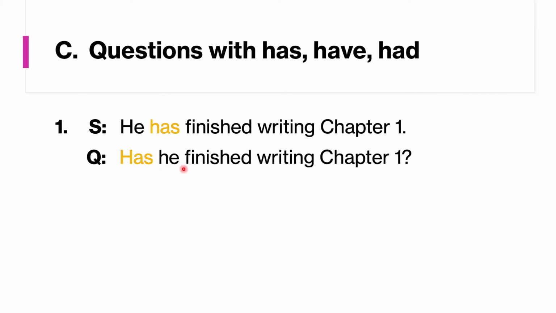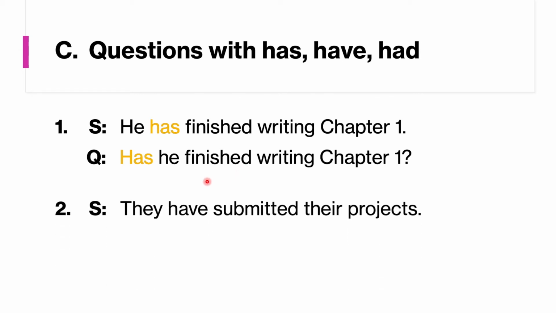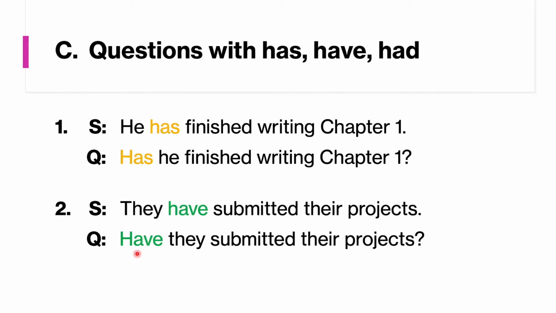This is in the present perfect tense. So automatically, this verb that follows has is in the past participle. Okay, no changes to take place. Okay. They have submitted their projects. Have is here, and that would be the beginning of the question. Have they submitted their projects?